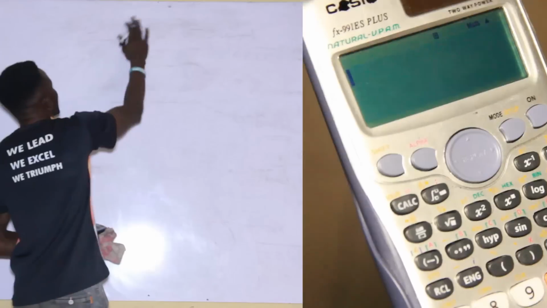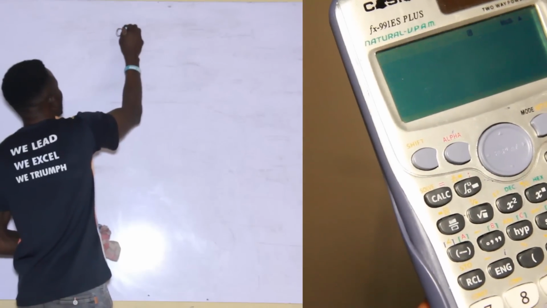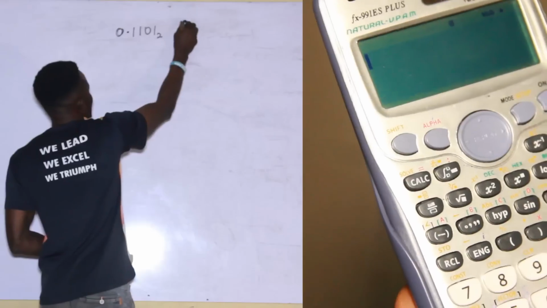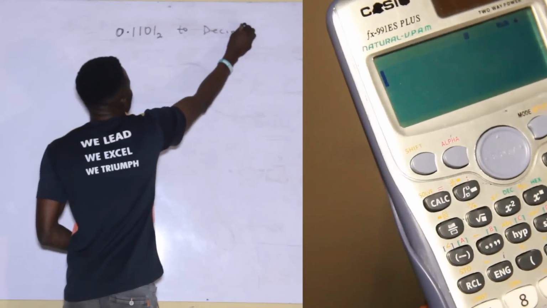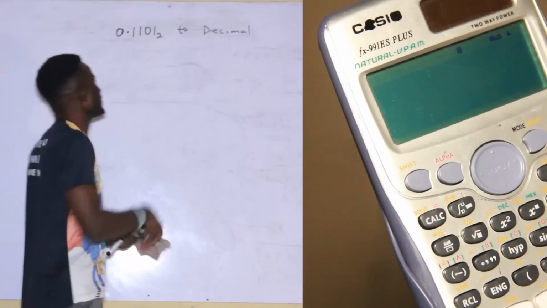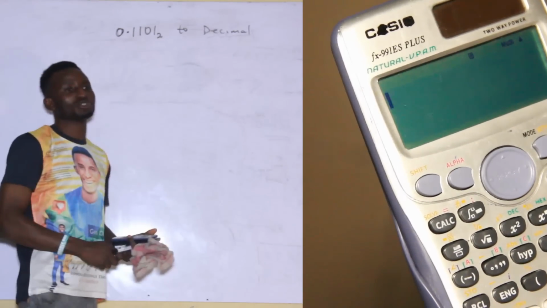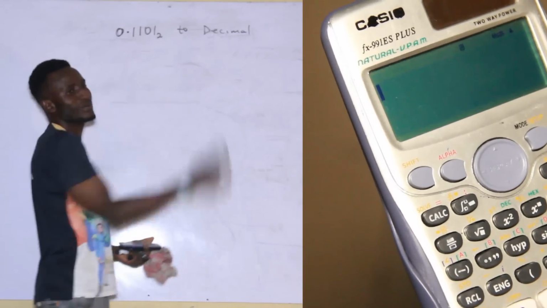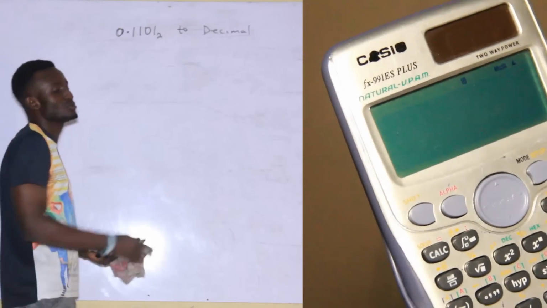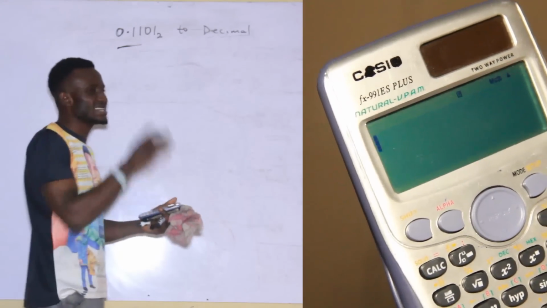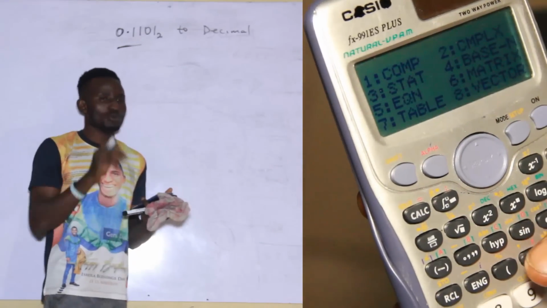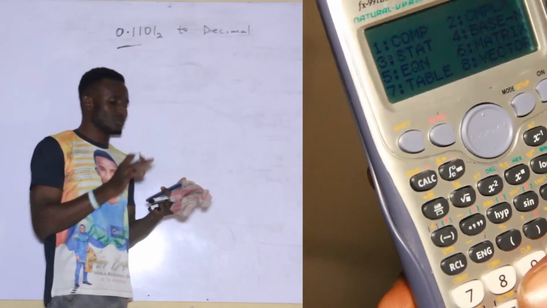Now if you are asked to convert something like 0.1101 base 2 to decimal, this is what I'm going to do for the sake of those that don't understand the previous one. We are going to convert this to decimal, and at the same time, we are going to convert our answer back to binary. And let us go with that. Now, the first step, you know, is that you are going to take this to binary. If you want to convert from binary to decimal, press your mode. When you press your mode, then you press your base number, which is number 4.